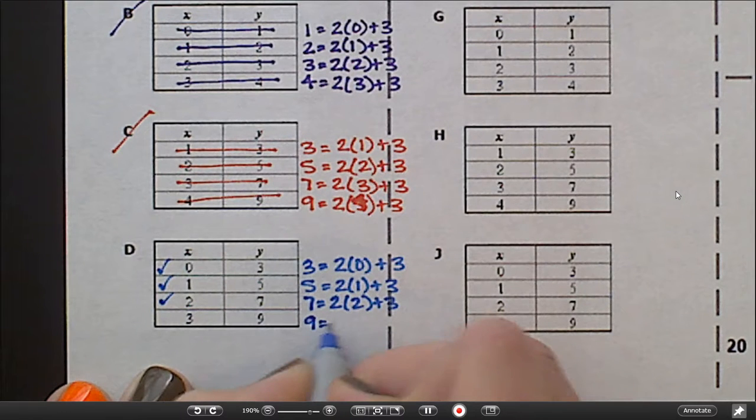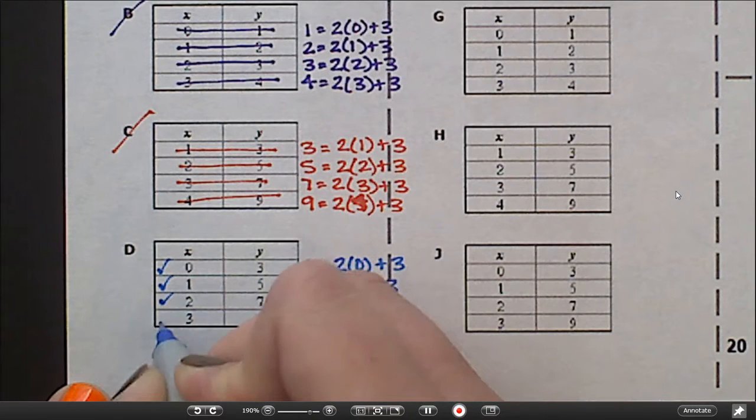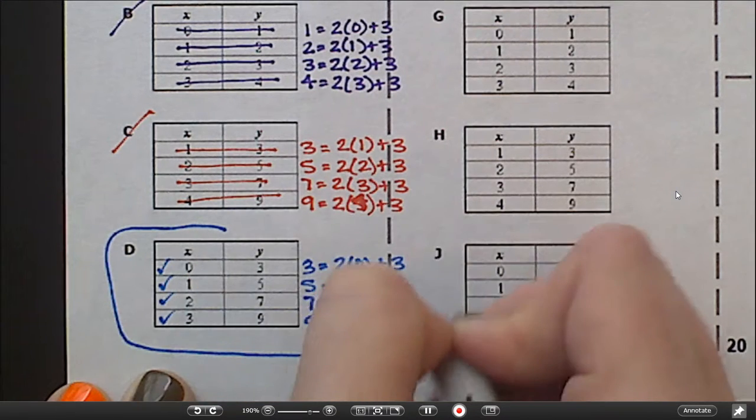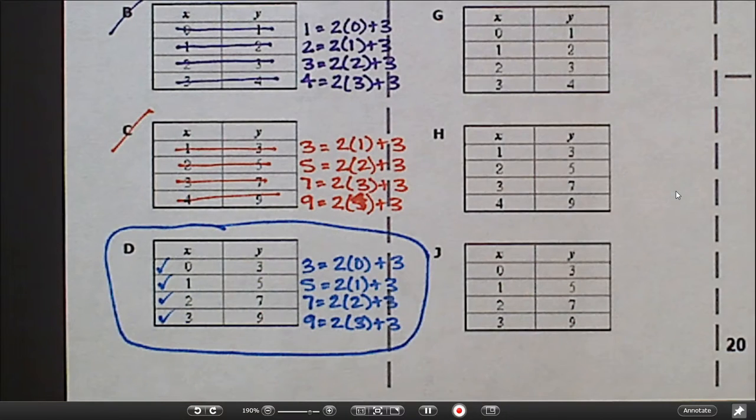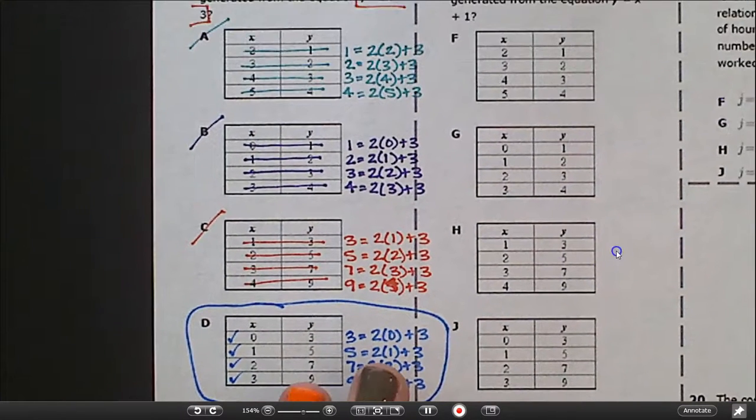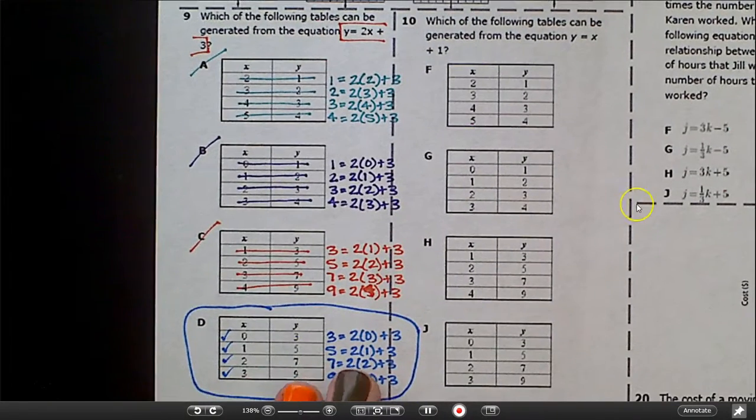And then 9 equals 2 times 3 plus 3. 2 times 3 is 6, plus 3 is 9. So that one works too. So D is the only one that's going to fit this equation, y equals 2x plus 3.